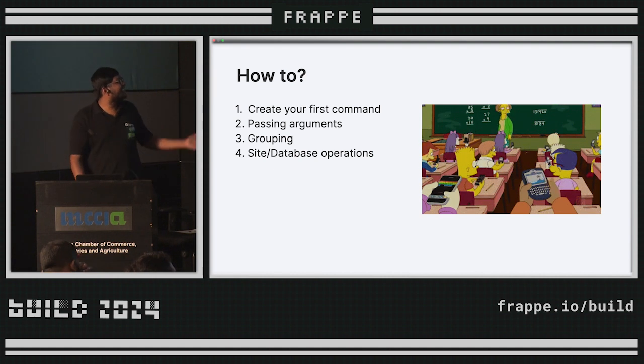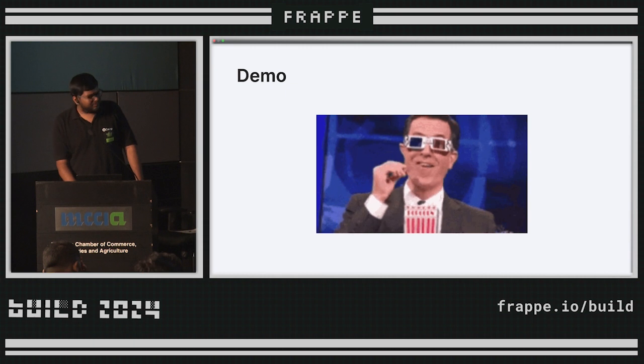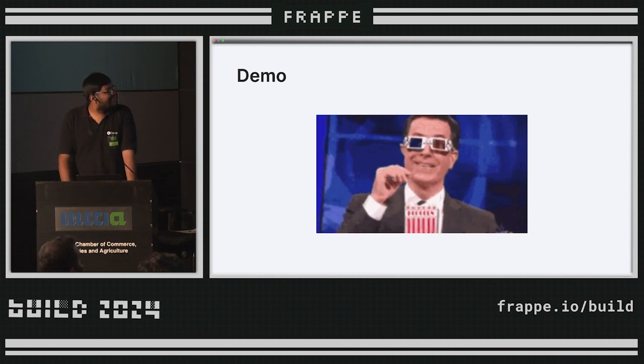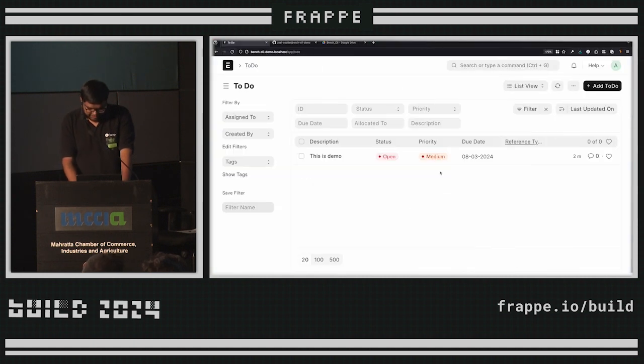So we have seen these 4 things now: how you can create a command, how you can pass arguments, how you can group, and how you perform DB operations. Now it's time for a demo, where whichever things we learned, we can apply in some use case.